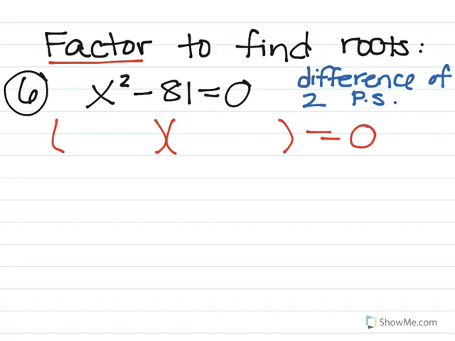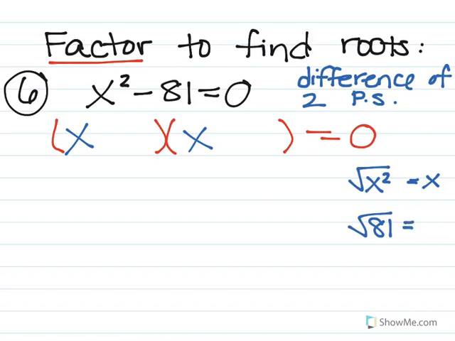And with the difference of two perfect squares, it's helpful to understand that what you have to do is take the square root of both of those. Now, the square root of x squared is x, and that's what starts our parentheses, and the square root of 81, remember, is plus or minus 9. And that is why when we factor, it's the same concept that one parenthesis will be plus 9 and the other will be minus 9.